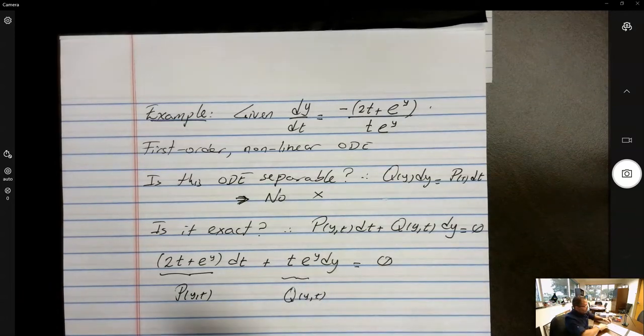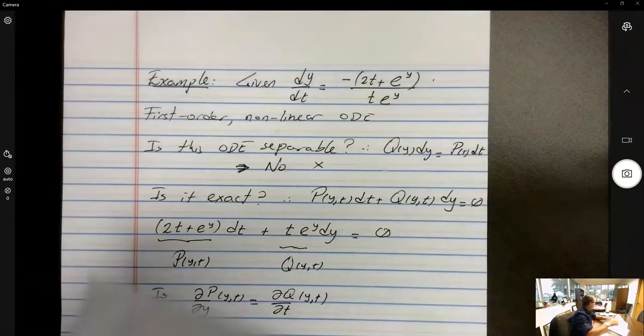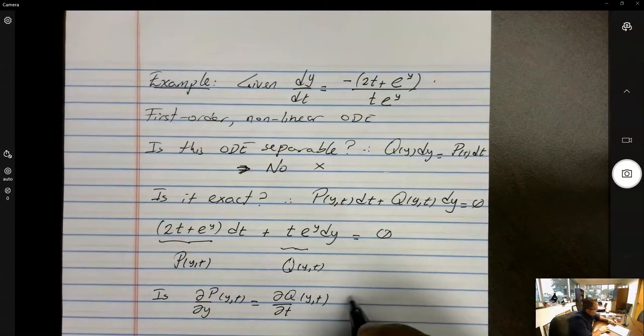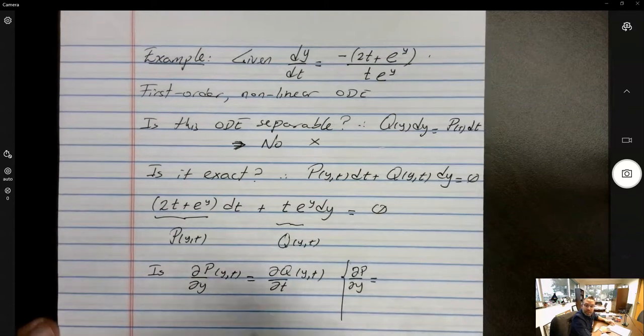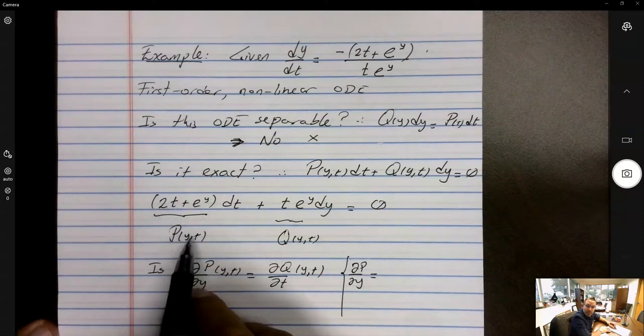All right, now let's check. For these to be exact, the derivative of p with respect to y must be equal to the derivative of q with respect to t. So that condition needs to be met in order for this equation to be exact. So I'm going to take p and differentiate with respect to y. Well, obviously the derivative of 2t with respect to y is 0, and the derivative of e^y with respect to y is e^y.